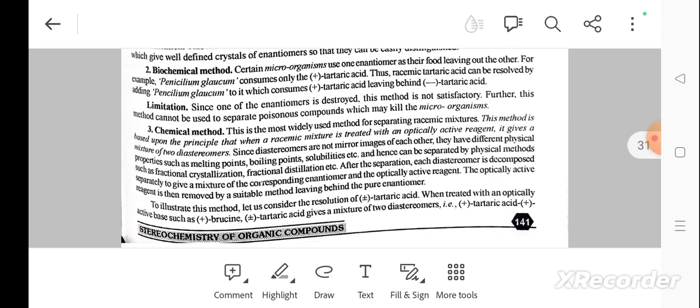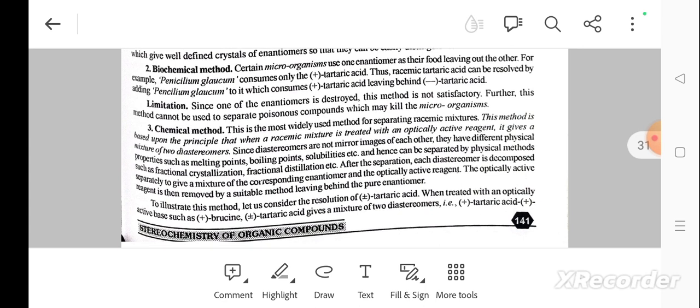Limitation: since one of the enantiomers is destroyed, this method is not satisfactory, and further, this method cannot be used to separate poisonous compounds which may kill the microorganism.